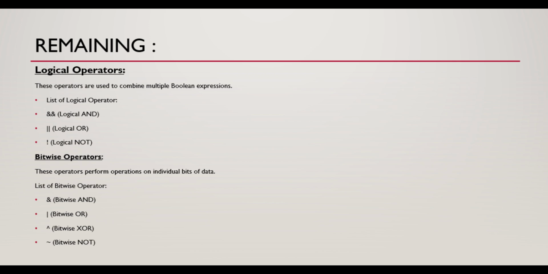4. Bitwise operators. These work on bits instead of whole numbers. Examples: AND (&), OR (|), XOR (^), NOT (~), left shift (<<), right shift (>>). They are often used in low-level programming and system operations.